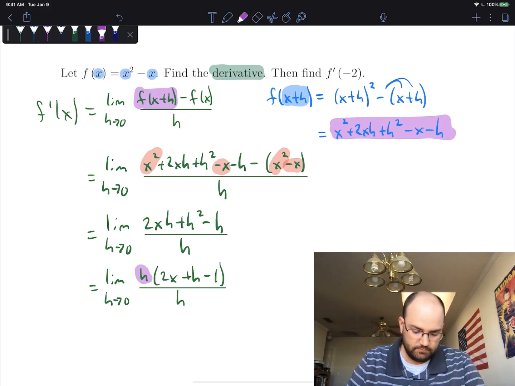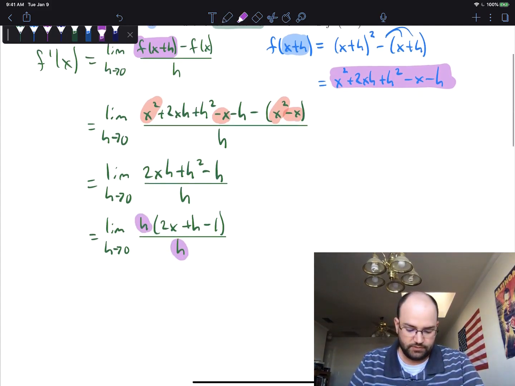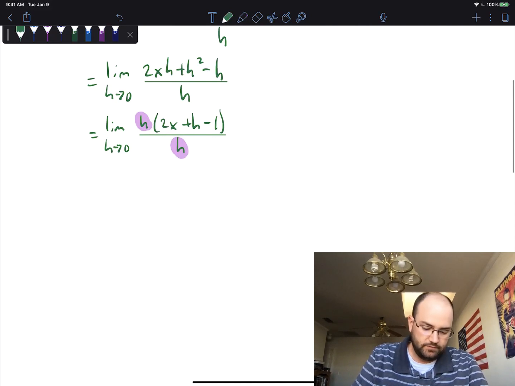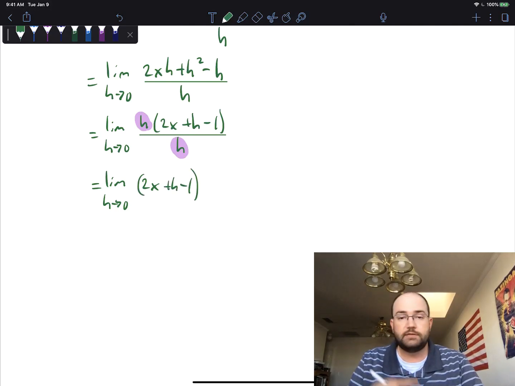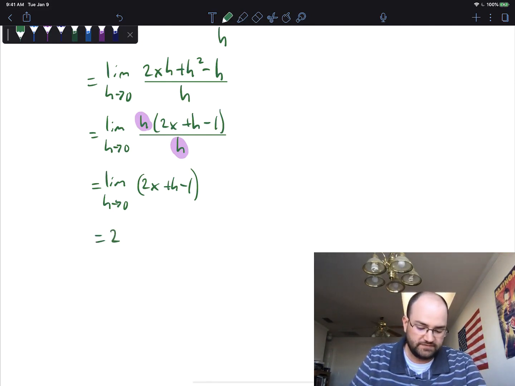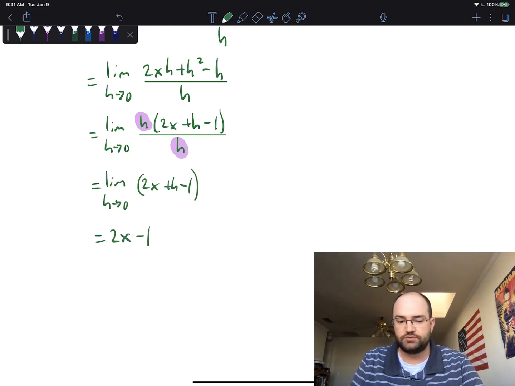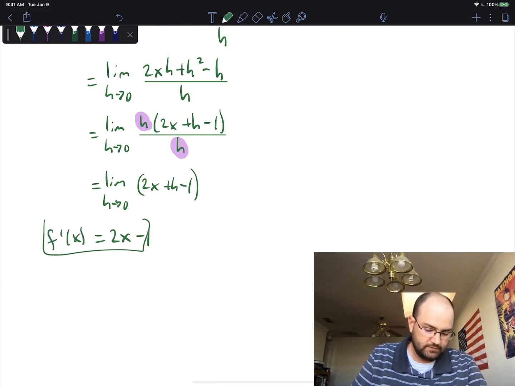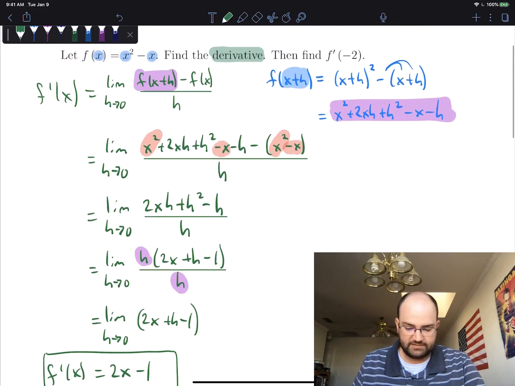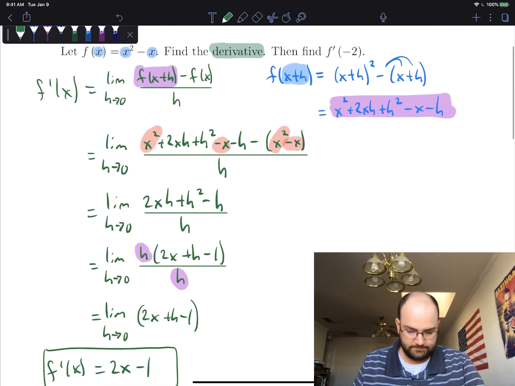And again, the h's cancel each other, so you're simply left with the limit as h goes to 0 of 2x plus h minus 1. And then plug in 0 for h. When you do that, that leaves you with 2x minus 1 because the h goes away. And this is the derivative. Excellent. That is what we wanted to figure out.